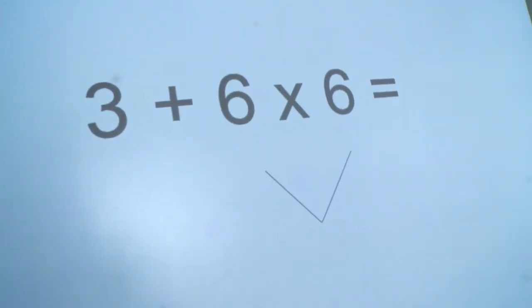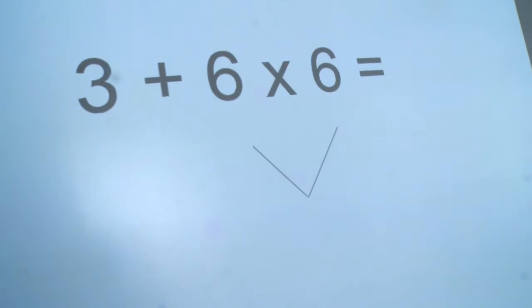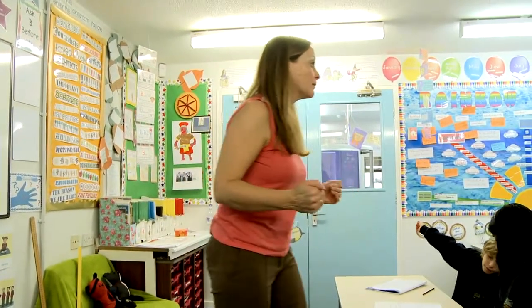Good girl. What about this one? It says 3 plus 6 times 6. What do we do first?